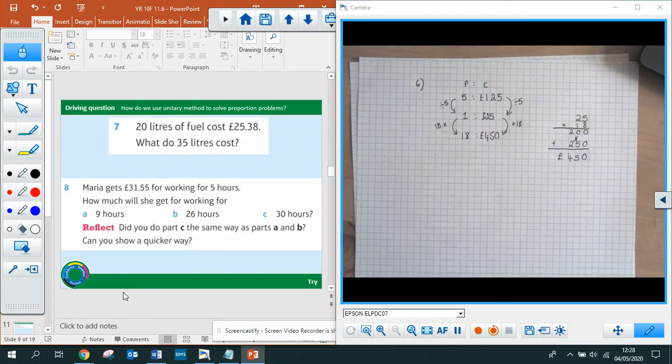Okay, pause again. You've got another few questions to try there. You can use a calculator for those, because they're a little bit trickier calculations. If you've got a calculator, just to speed it up, as long as you know the process of what you're doing, the calculator is fine to use for these two, please.